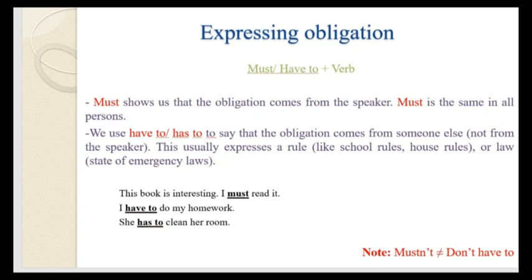Dakle, ono što treba da zapamtite ovdje jeste da mustn't ne znači isto što i don't have to. Na primjer, ako nekome kažemo you mustn't do that, to znači ne smeš da uradiš to. Ali ako kažemo you don't have to do that, to bi značilo ne moraš da uradiš to. Dakle, imaš izbor. Možeš, ali i ne moraš.